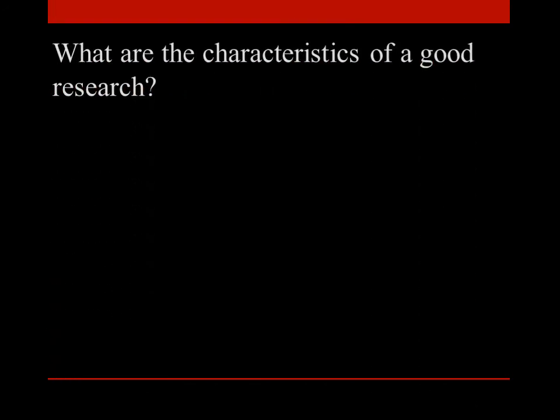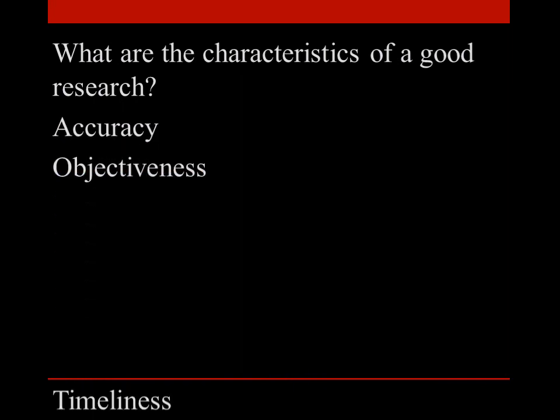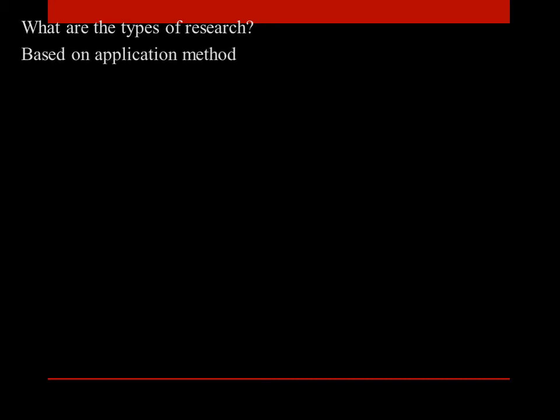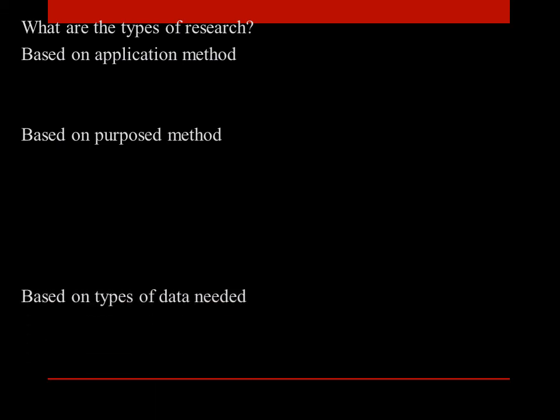What are the characteristics of a good research? It must have accuracy, objectiveness, timeliness, relevance, clarity, and be systematic. What are the types of research? We have based on application method, based on purpose, and based on types of data needed.